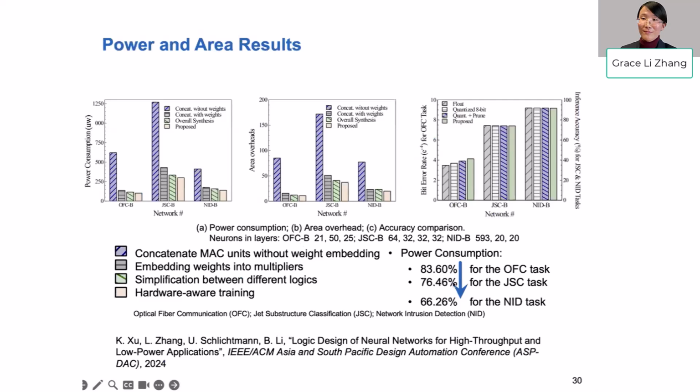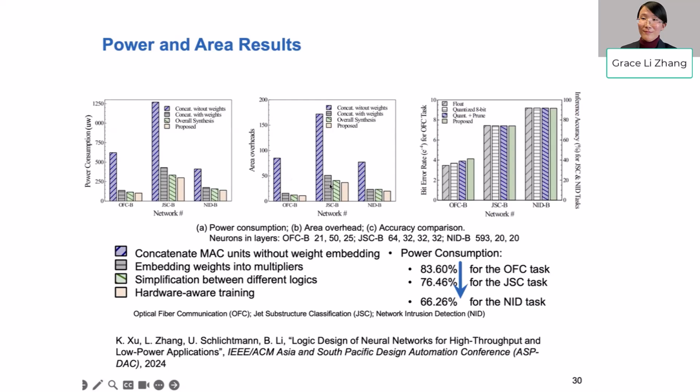And we apply this technique on three applications, like optical fiber communication and jet substructure classification. They are all applications that require high throughput and low latency. We compared this method with methods that just concatenate those micro-units without embedding, and we found that power consumption and area overhead can be reduced significantly. So this is one technique to reduce the energy consumption incurred by data movement.